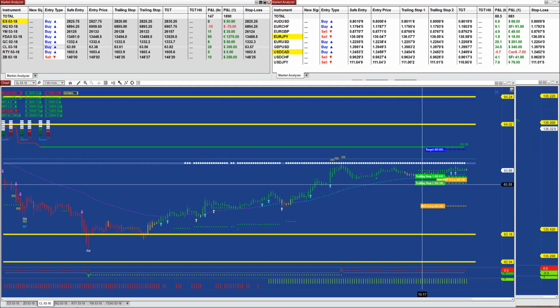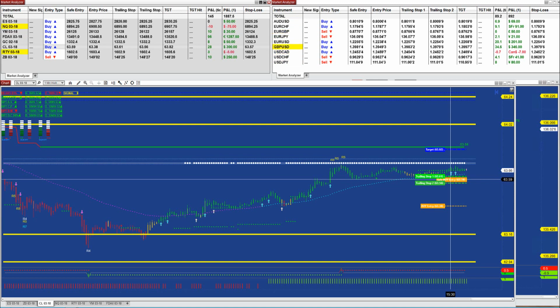And I will demonstrate that next week, this week, I'm sorry. Then on the pullback re-entry, you have a safe entry on a pullback re-entry, giving you the support line and telling you where you can enter the market.